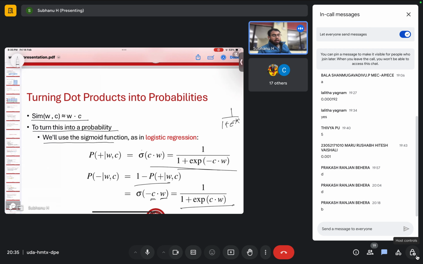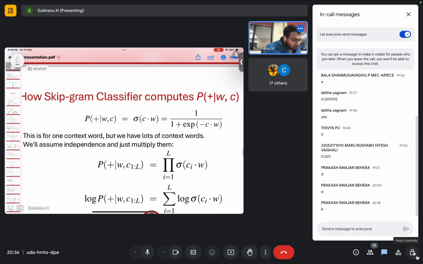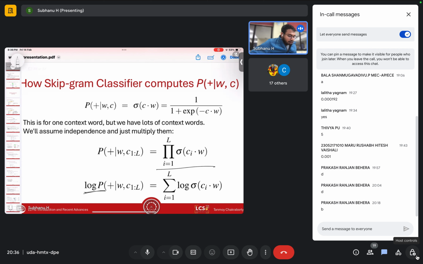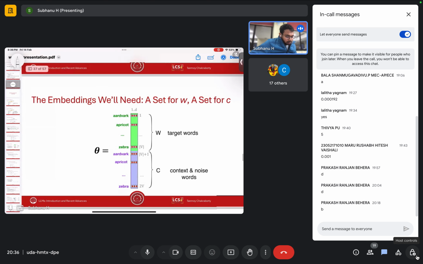So what I do is find the similarity of the context and the word using c and w. I do the dot product to find the similarity, and then I pass it through the sigmoid function. Like logistic regression, this gives me the probability. I don't only have a single word, I have a sequence of words, so that's why I am doing the multiplication. Then for this I am taking the log. So the main thing is this one.